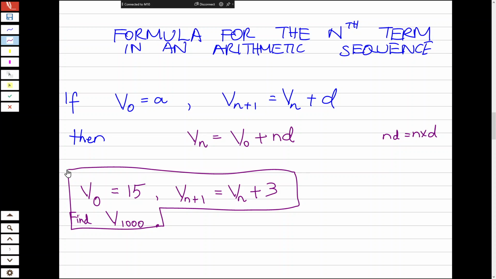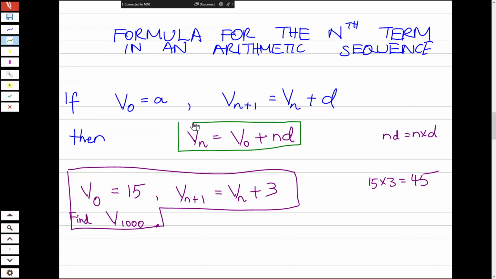15 times 3. So it's a bit small, isn't it? Right? You're going to add 3 1,000 times. 3 times 1,000. Yeah? Well, you're going to add 3,000. And remember, you started off at 15. So you're right on the money, Jess.